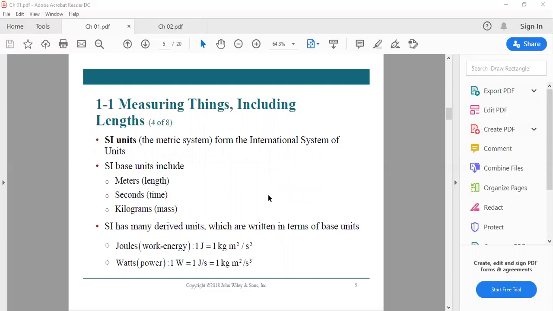So, the International System of Units, or SI units. For length, we're going to be looking at meters. For time, we're going to be looking at seconds. And for mass, it's going to be kilograms. So we're going to have many derived units that use those base units. A joule is work or energy. It's going to be defined as 1 kilogram meter squared over second squared. You're going to have a watt, which is the definition of power, and that's going to be a joule per second. Or if you take the definition there on the right side for a joule, it's going to be 1 kilogram meter squared per second cubed.